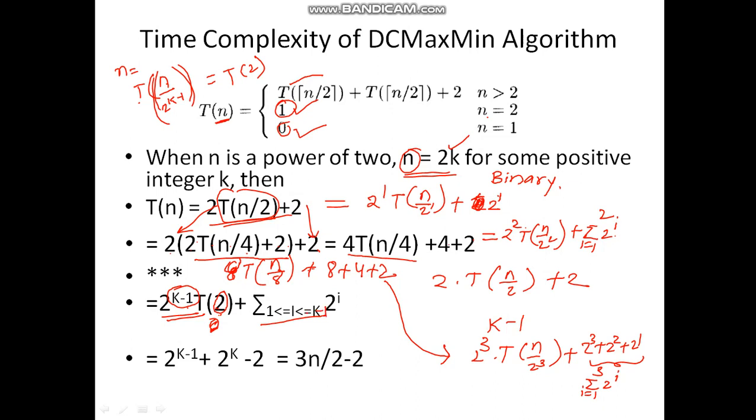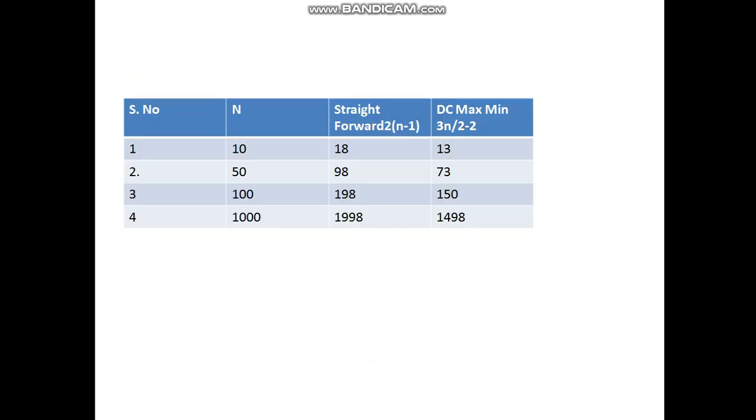Okay, so finally what we get is t of 2 is 1, so 2 raised to k minus 1 into 1 is 2 raised to k minus 1, and this whole comes to be 2 raised to k minus 2. So if you put this in terms of n, what we get is 3n by 2 minus 2. So the divide and conquer algorithm has the number of comparisons 3n by 2 minus 2. And if we compare this one with the straightforward algorithm, where the required complexity is 2 into n minus 1, here it is 3n by 2 minus 2.